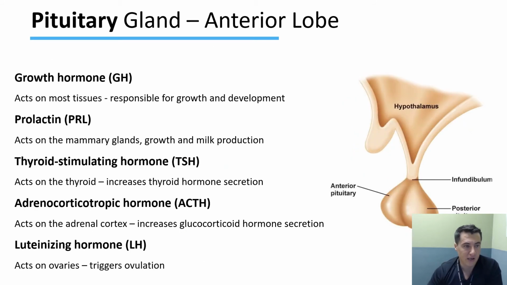So if we look at the front lobe, this secretes these different hormones, so quite a lot. Growth hormone acts on most tissues, responsible for growth and development. Prolactin, so lactin sounds like lactate, acts on the mammary glands, growth and milk production. Thyroid stimulating hormone acts on the thyroid and increases thyroid hormone secretion.